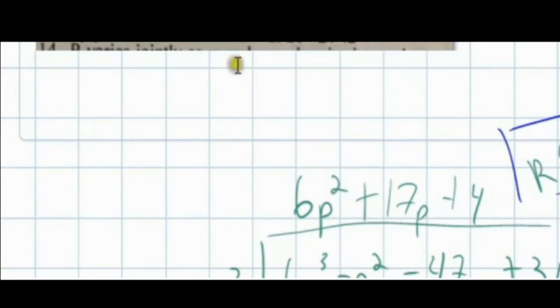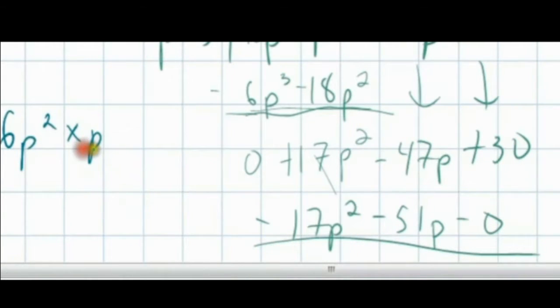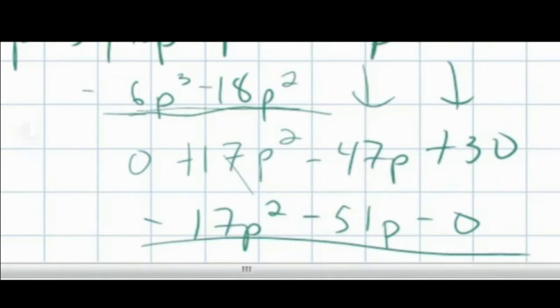Question 13 says that the remainder when 6p cubed minus p squared minus 47p plus 30 is divided by p minus 3 is, and it wants us to solve for the remainder. So the first thing we need to do is do the division. So I've written out what they said here, and the first thing I've done was I said how many times does p go into 6p cubed. So what I did was I said, well, that's 6p squared, because if I take 6p squared times just p, I will find myself with the answer 6p cubed. And that's what I was looking for.